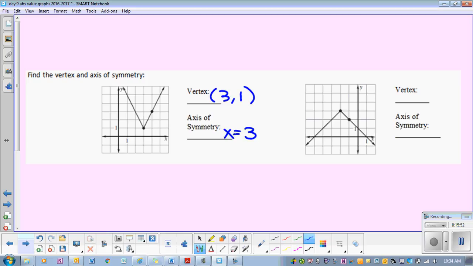How about the next one? Oh, this one reflected, right? This one flipped. It's not a V anymore, it's a caret. But that's okay. It's still an absolute value. What is the vertex? Negative 2 to the left, 2 up 3. So negative 2, 3. Good. And what is my axis of symmetry? x equals negative 2. Good. Remember, I want the x number from your vertex. How is it so far? Pretty good? All right.